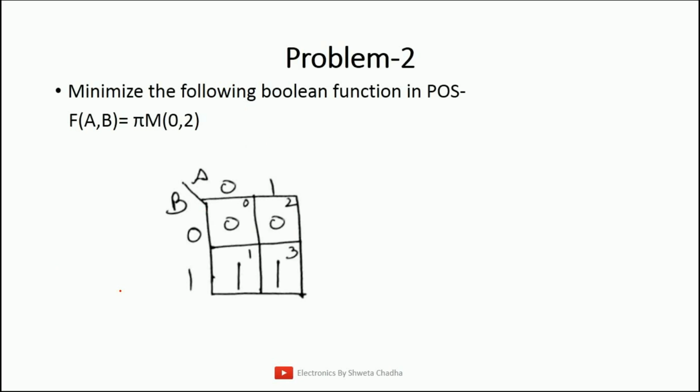The second example. So now the second example belongs to POS. Minimize the following Boolean function in POS. Now I need to write down the answer in product of sum and it is a two variable K-map, pi capital M. What is pi capital M? Pi capital M is nothing but POS. That means in block number 0 and block number 2, we have to fill 0. Why? Because the quotient belongs to POS.